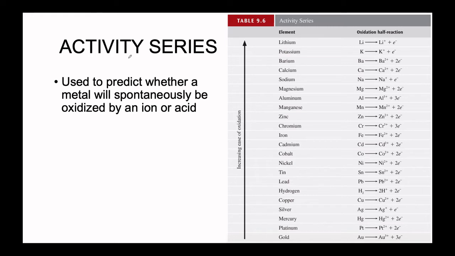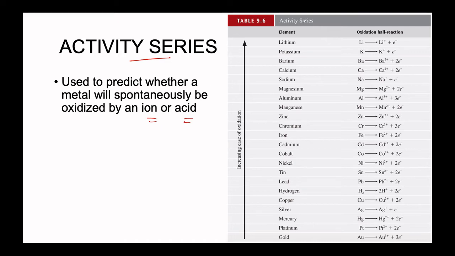All right, next this brings us to the activity series, which is what we can use to predict whether or not reactions of mixed elements are going to occur, or at least a redox reaction, if that is going to occur. So the activity series is used to predict whether a metal will spontaneously be oxidized by a different ion or an acid that might be present around it.